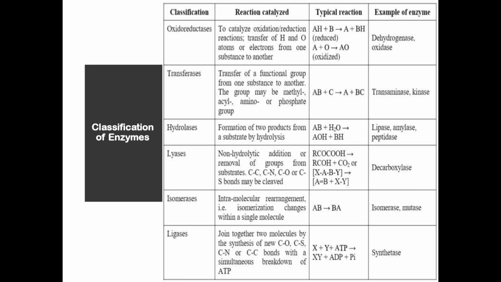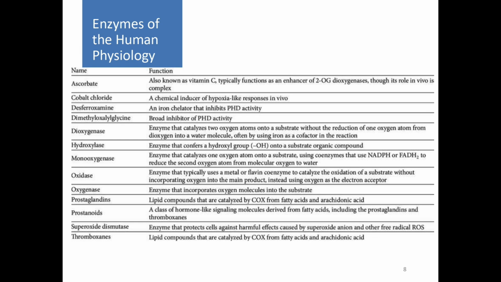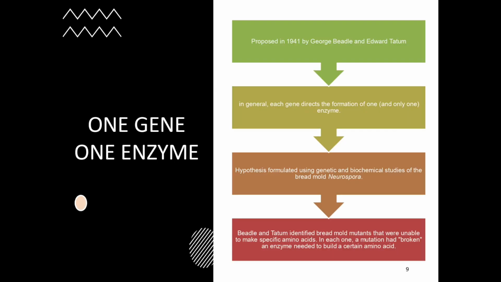Beyond digestion, enzymes are indispensable for a wide range of functions, including DNA replication, energy production, muscle contraction, and detoxification. This slide highlights examples of enzymes of the human physiology. For instance, superoxide dismutase protects cells from harmful effects caused by superoxide anion and other free radical reactive oxygen species. Dioxygenase catalyzes the incorporation of two oxygen atoms onto a substrate without the reduction of one oxygen atom from dioxygen into a water molecule.